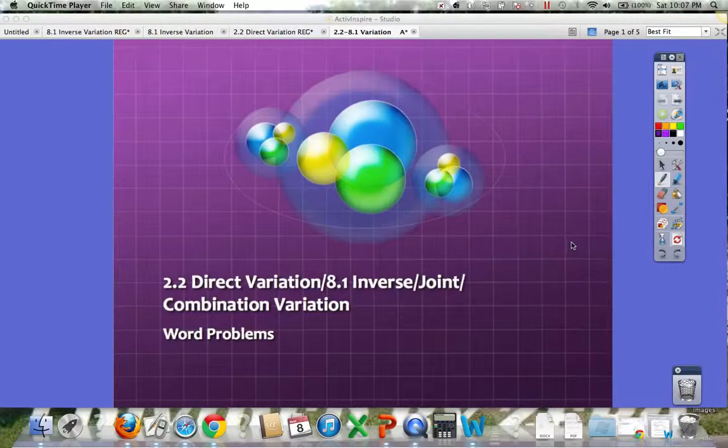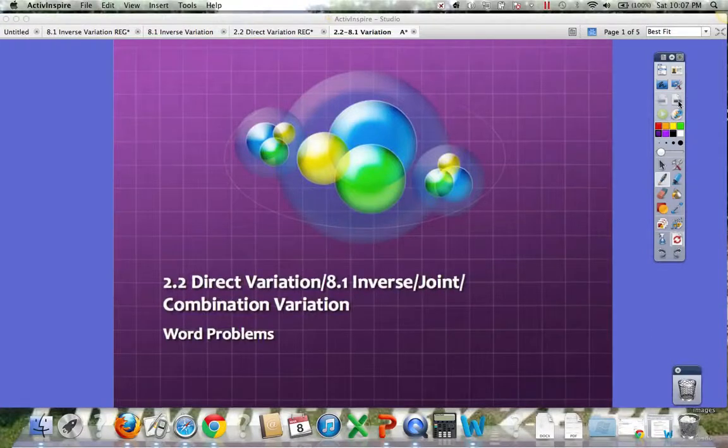2.2 direct variation, also 8.1 inverse and joint, and then combination variation. And this will include word problems. So this section is very important to mostly solving word problems. We're going to talk about the setup and what the graphs look like, but you'll be applying what we do to word problems that we'll do in class. All right, so let's get started.